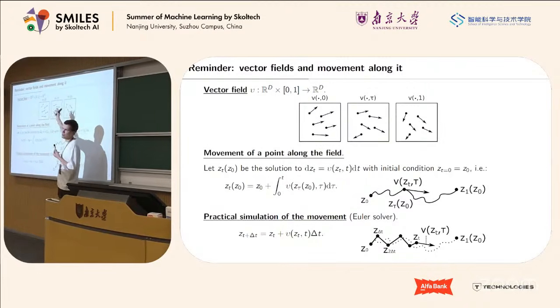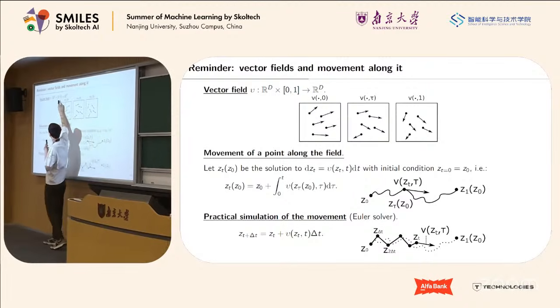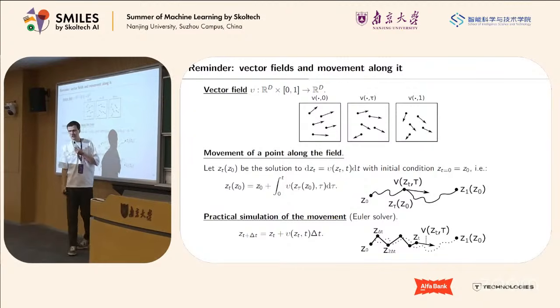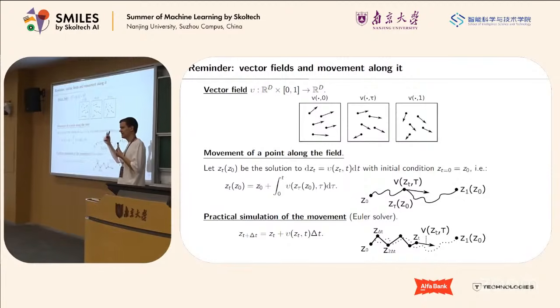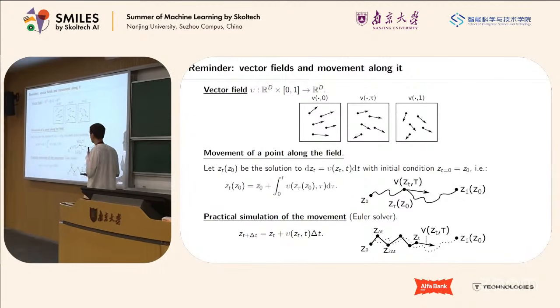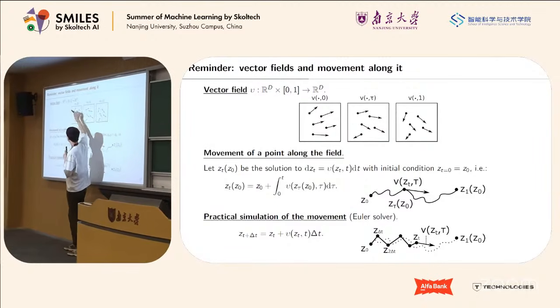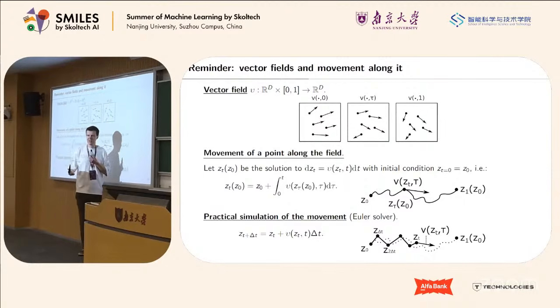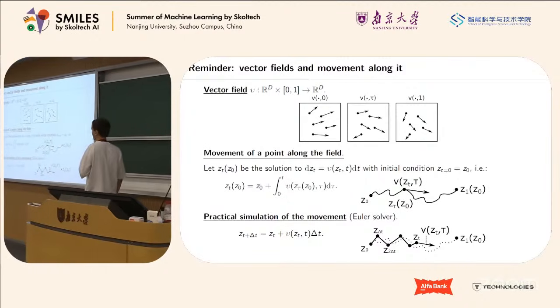This is just a two-dimensional picture for better understanding. And a vector field, which also depends on time, is a function of two variables: a point in space and a time moment, where time goes from 0 to 1. For each point, it assigns some vector, some speed vector, which points towards the direction where we should move.